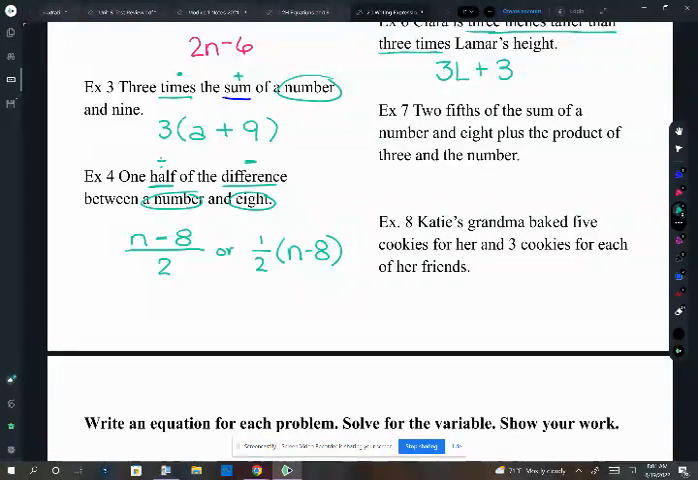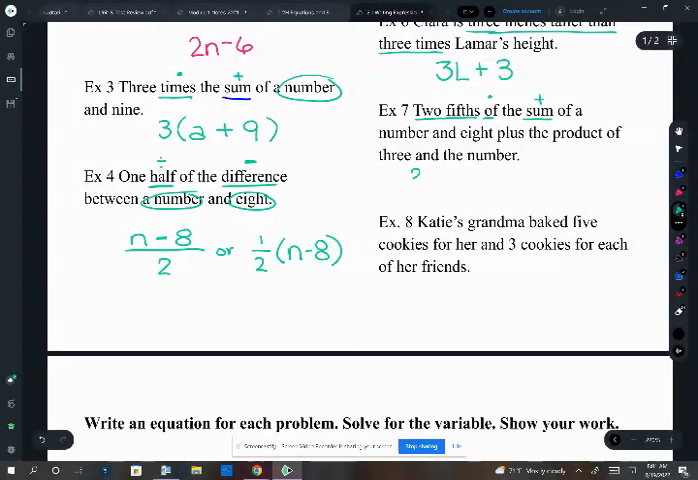So example 7 talks about 2/5 of the sum of a number and 8 plus the product of 3 and a number. Okay, so now we're adding some things in there. 2/5 of is a nice word that we're going to see often with multiply. The sum means we're going to add. So that's a lot. So let's just take it step by step.